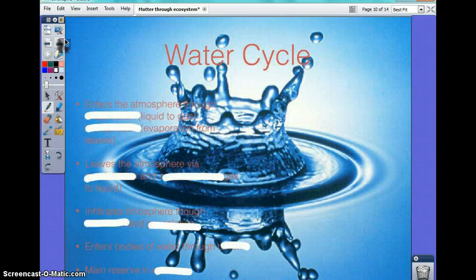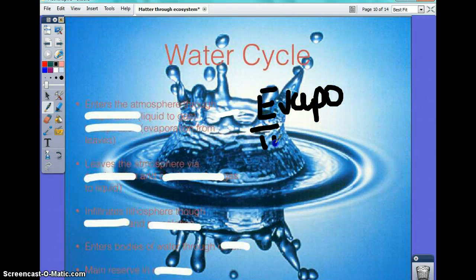Alright, so the water cycle, which is how hydrogen and oxygen cycle. Now, that water enters the atmosphere in two main ways. Evaporation, and another one, which is from leaves to the atmosphere. What's that one? Transpiration. Okay, now how does it leave the atmosphere?